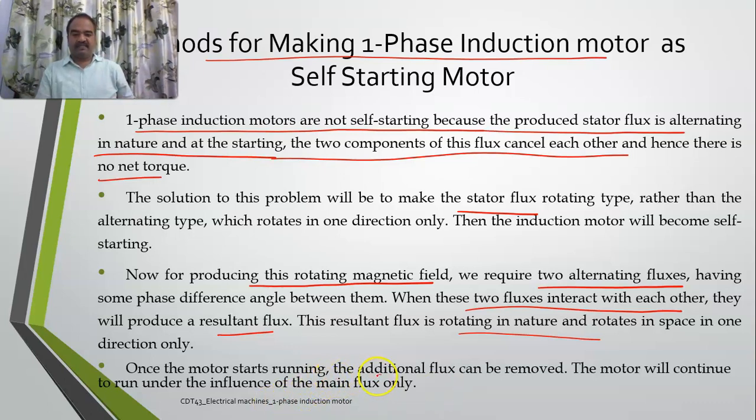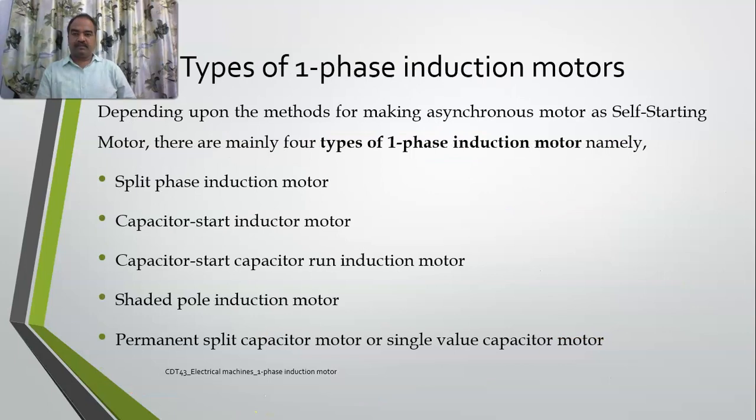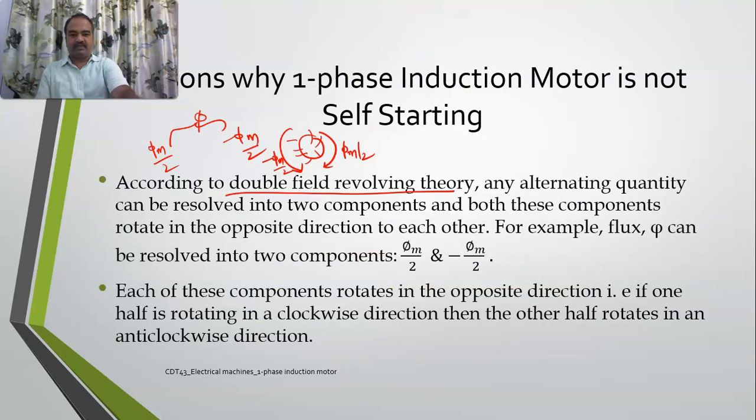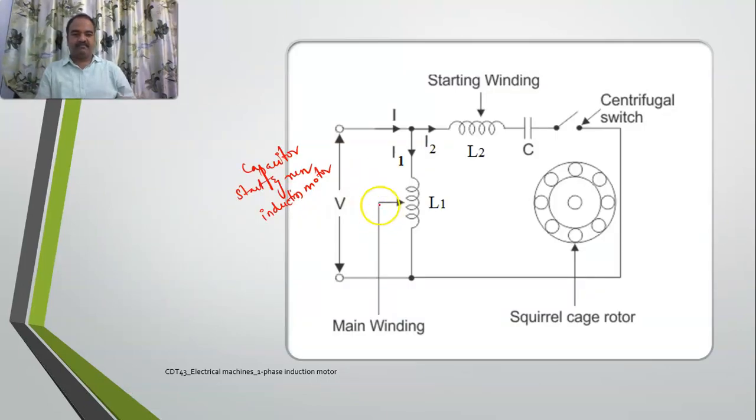Once the motor starts running, the additional flux can be removed so that the motor can continue to run under the influence of the main flux only. So your target is to make your flux into a two-phase. For that, I'll come back to the figure. See, this is your main winding, and this is your voltage. Now imagine that this is not there. Whatever voltage you are giving is a single phase AC supply. As already said, it does not provide any rotating magnetic field, so your rotor will be fixed.